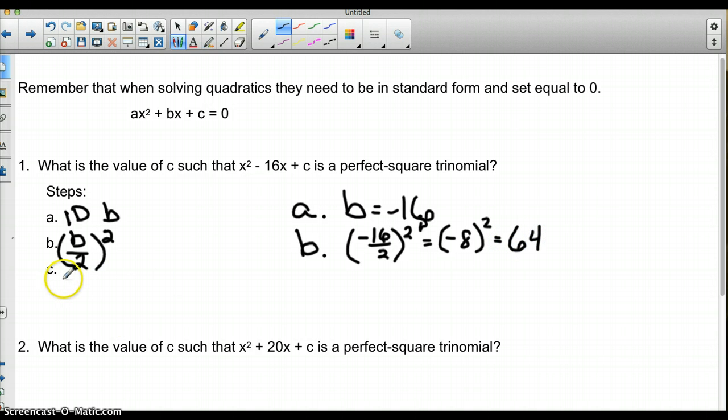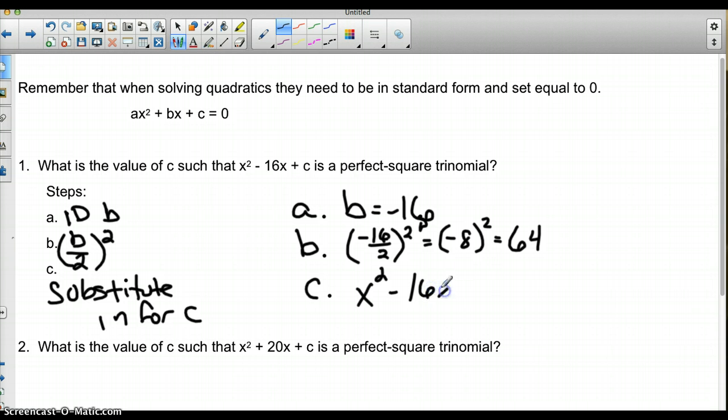Okay, so then substitute in for c. Now you should be writing these directions down on your paper, and also writing these steps down. So we're going to instead have x squared minus 16x plus 64. I'll give you a second to write those down.